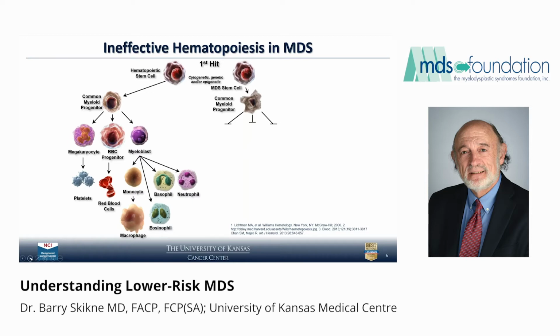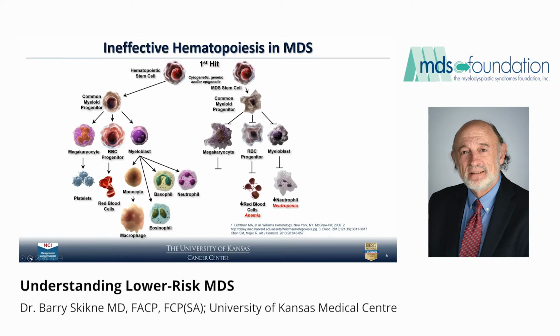It's got an abnormal computer, if you want, and this computer then doesn't work correctly, and so you get production of abnormal megakaryocytes or red cell precursors or myeloblasts, and eventually you'll get anemia if the red cell progenitor is damaged, and you'll get a neutropenia, which is a low neutrophil count, if the myeloblast is damaged, and then if the megakaryocyte is damaged, this may lead to development of low platelet counts, which is called thrombocytopenia.